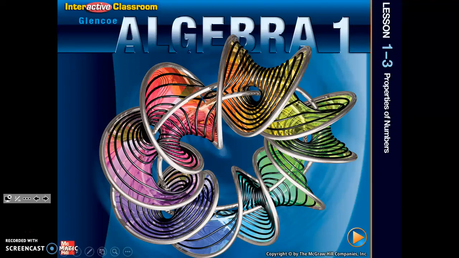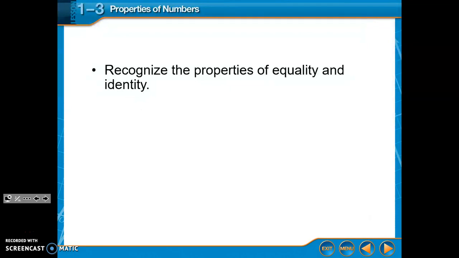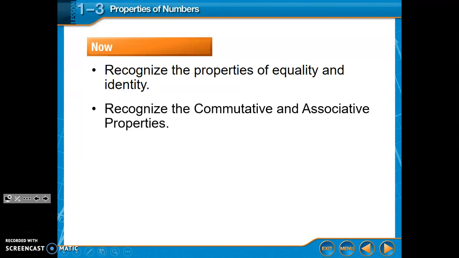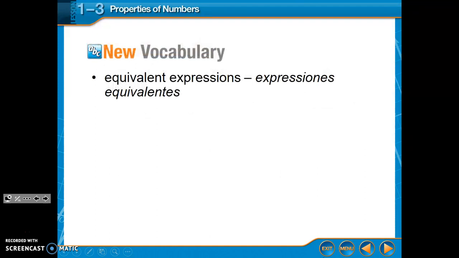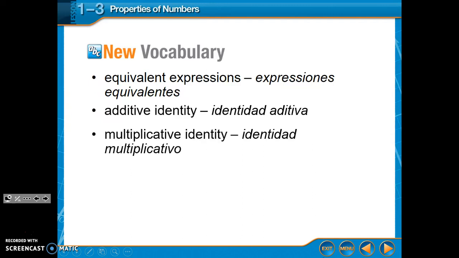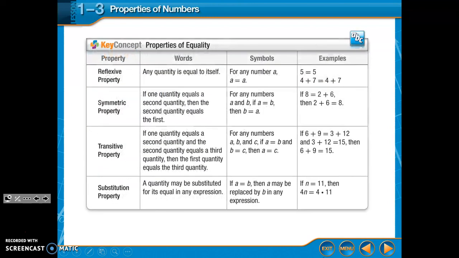Lesson 1.3 is on properties of numbers. In this video, you will learn to recognize the properties of equality and identity, as well as recognize the commutative and associative property. Vocabulary includes equivalent expressions, additive identity, multiplicative identity, multiplicative inverse, and reciprocal.